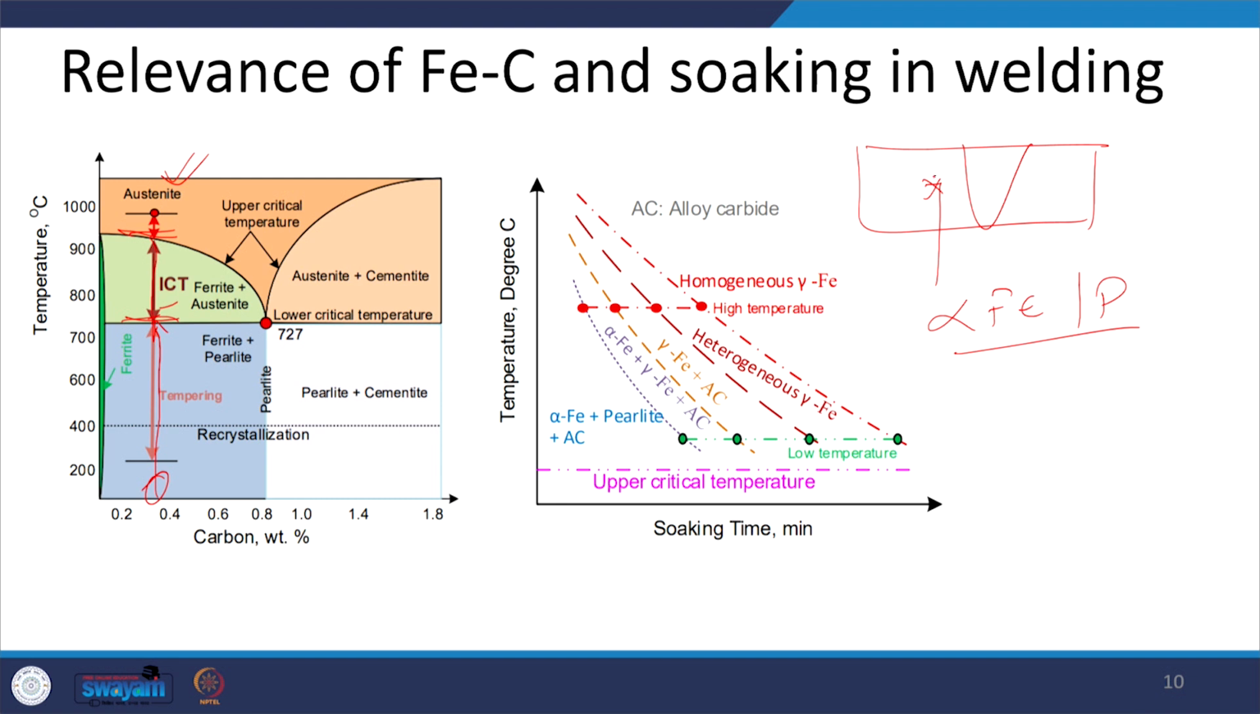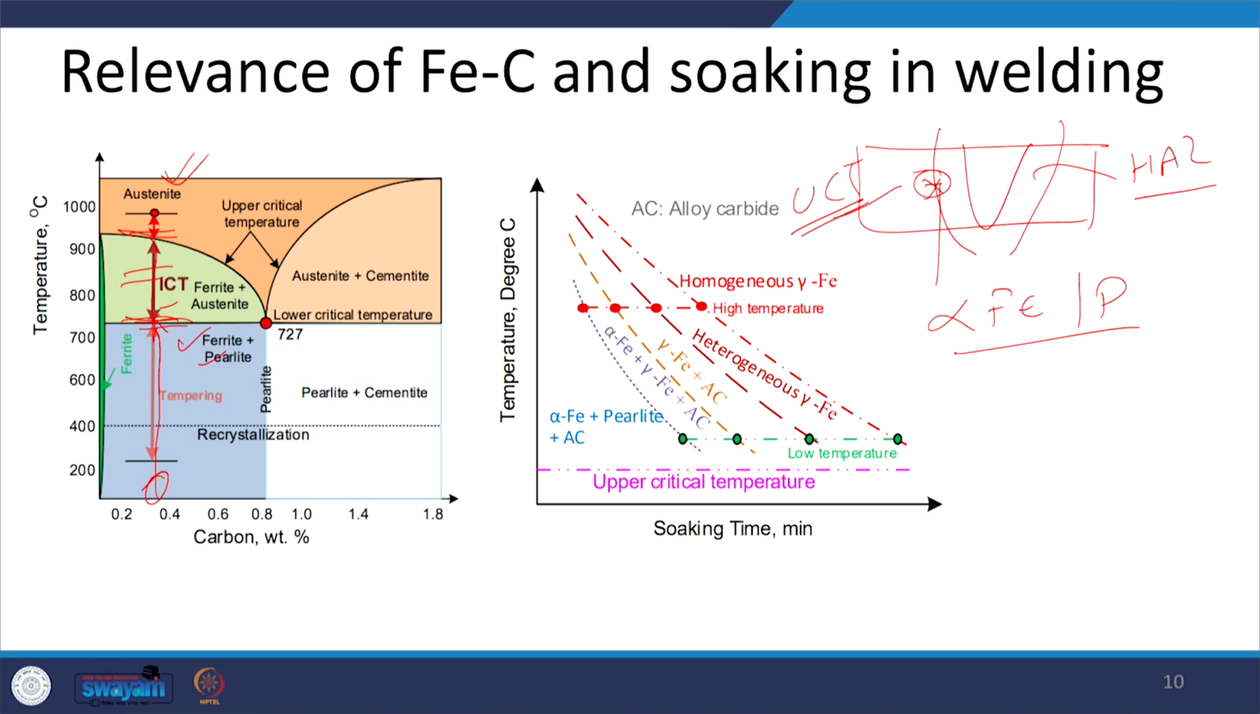Okay. So, if a particular point is heated above the upper critical temperature, then what will happen? It will have a tendency to form the complete austenite. Otherwise, it will be forming ferrite and austenite, or below that it will not be doing anything, it will remain ferrite and pearlite only. So, all the zones which are heated above the lower critical temperature will be falling under the heat affected zone, while those which are below the lower critical temperature will remain unaffected. So, they will behave like base metal only.